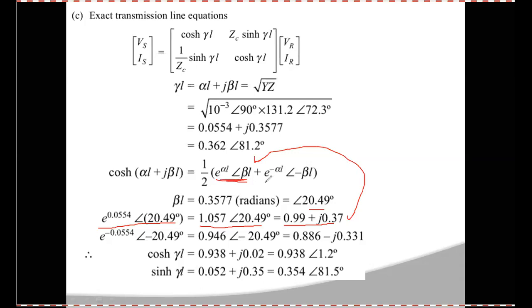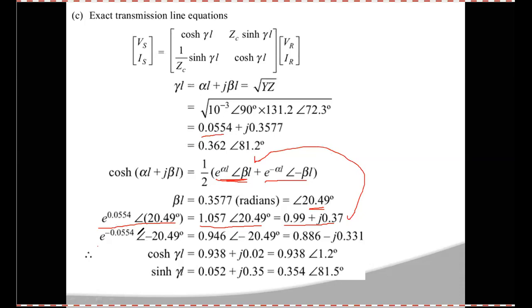In a similar manner, you calculate the value of e power minus αL at an angle of minus βL. Again here αL is 0.0554 and βL is 20.49 degrees. You substitute those values, so you get e power minus 0.0554 at an angle of minus 20.49 degrees. Now if you calculate this with a calculator, you will get 0.95946 at an angle of minus 20.49 degrees.